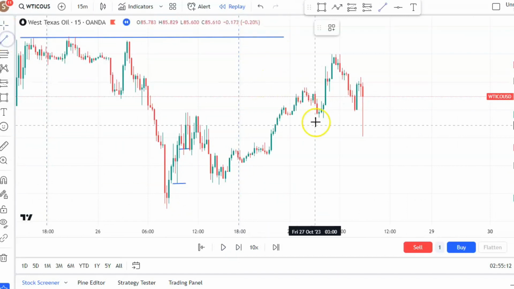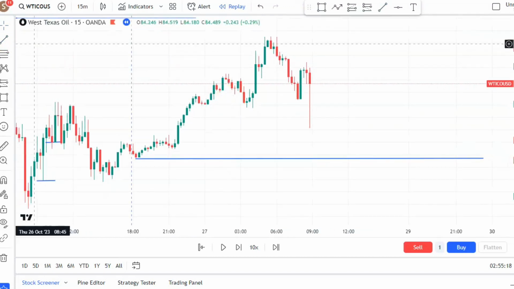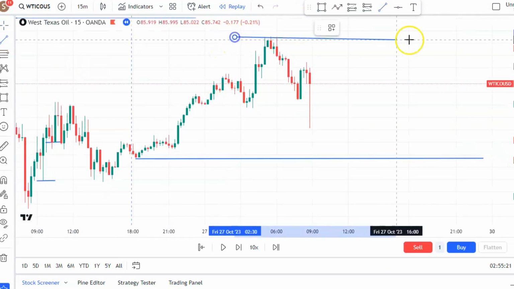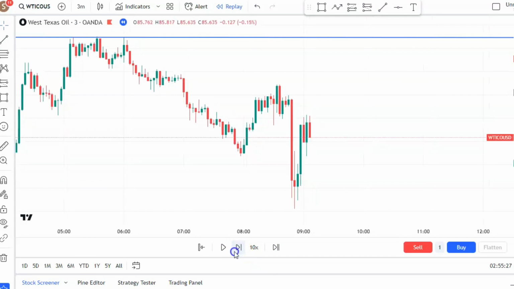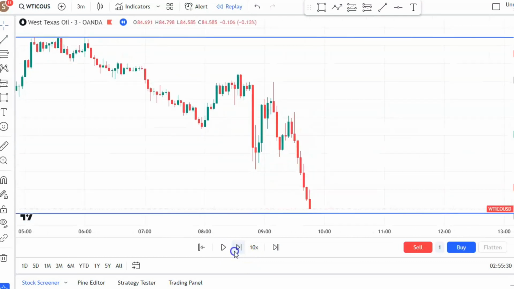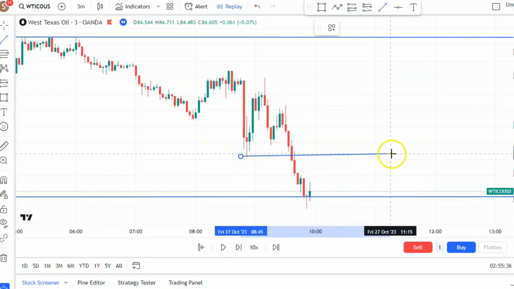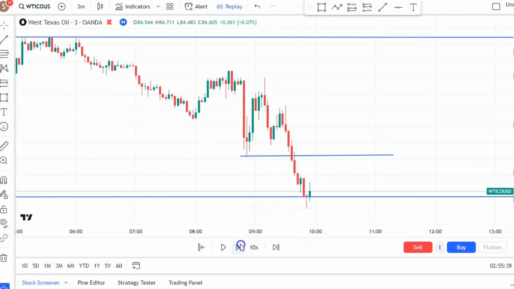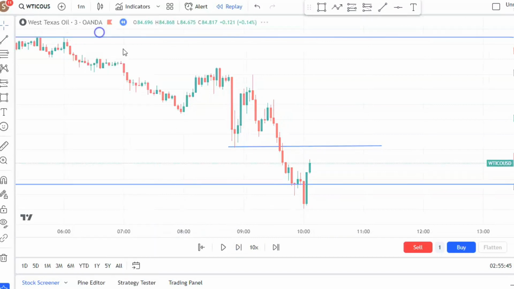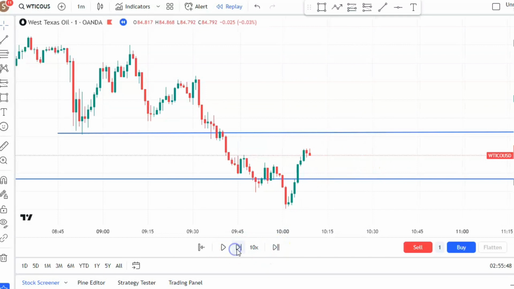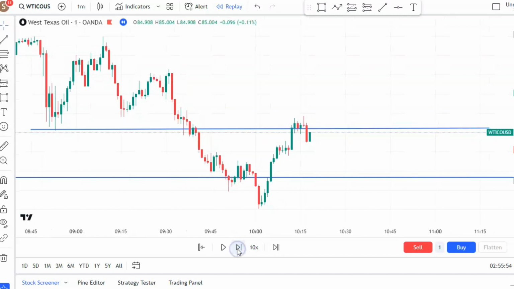And yeah, we have our low of the day there, and our high of the day there. Then we wait for 9:30. At 9:30, price breaks out of the low. So we have one push, two push. So I'd be looking for an opportunity to sell.